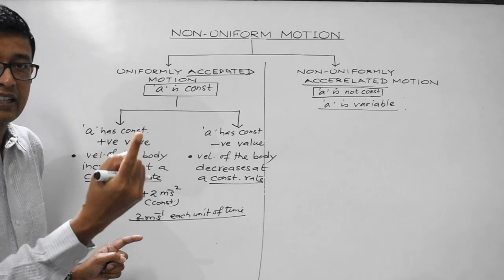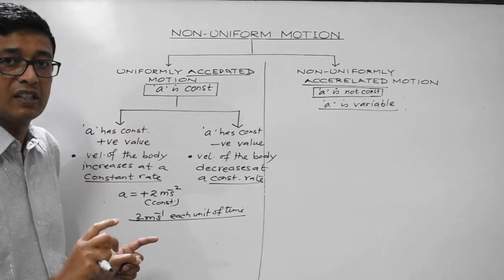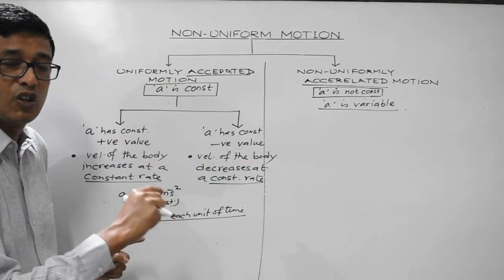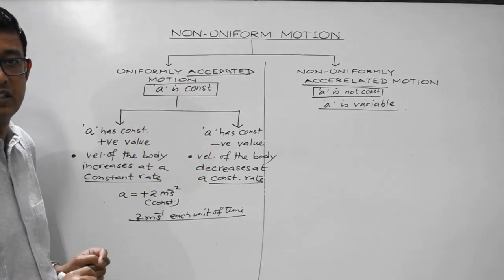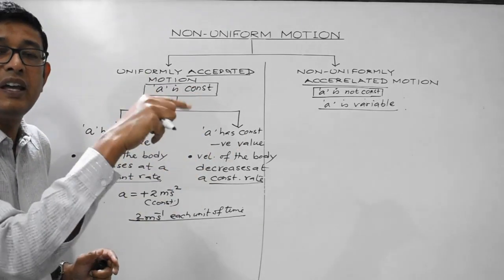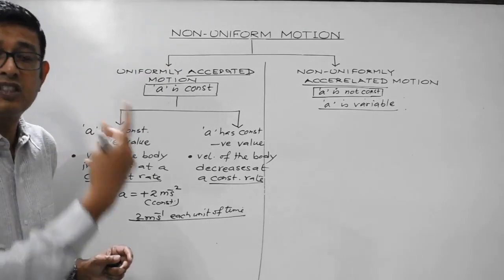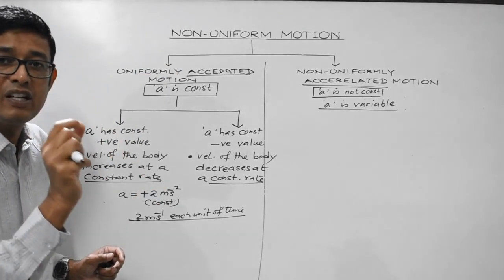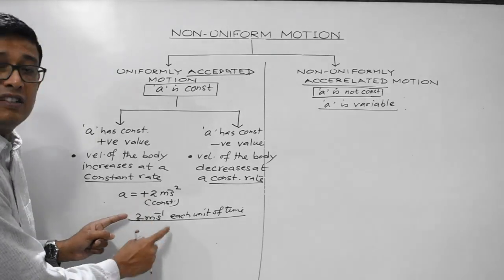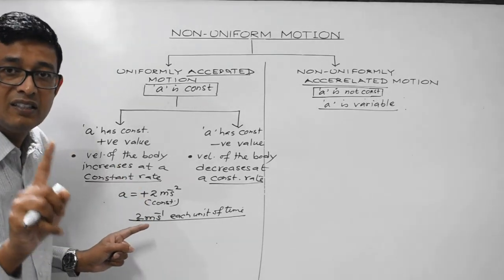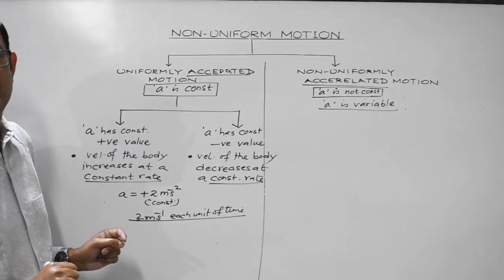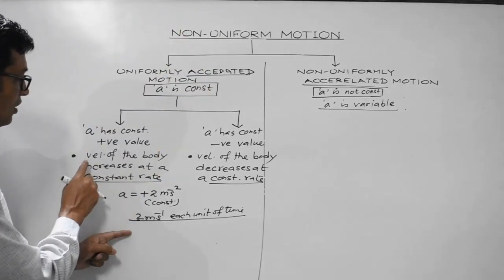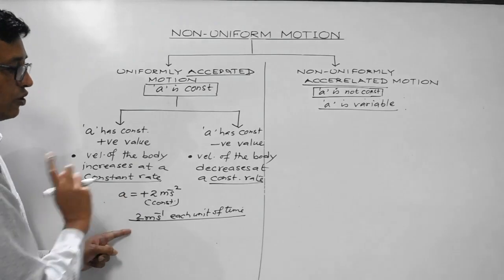So in the first second, if its velocity is 2 meter per second, in the second second, its velocity will be 4 meter per second. In the third second, its velocity will be 6 meter per second. In the fourth second, 8 meter per second. In the fifth second, 10 meter per second. So here, the velocity of the body is increasing at a constant rate. So it is the case of uniformly accelerated motion.